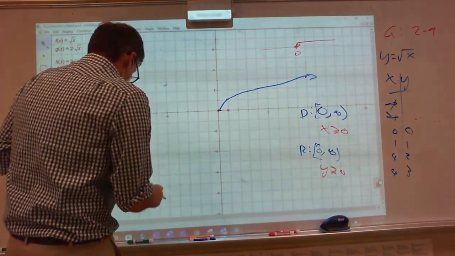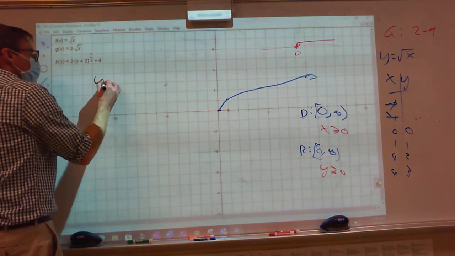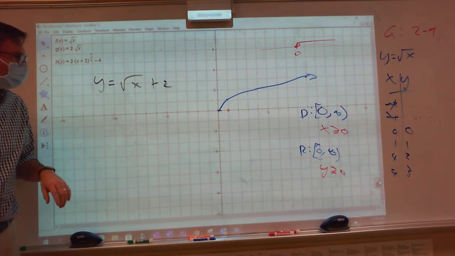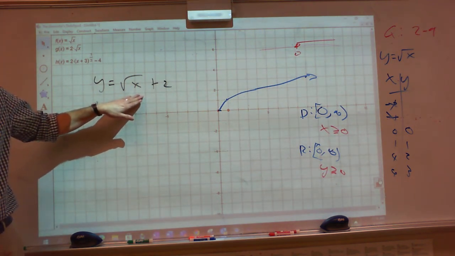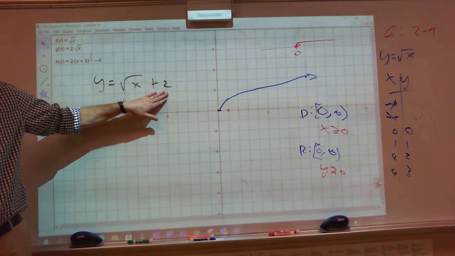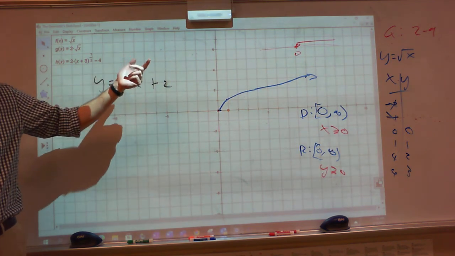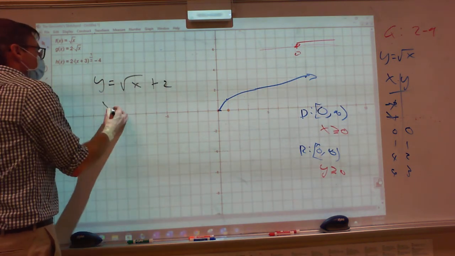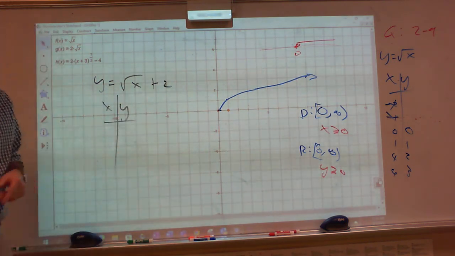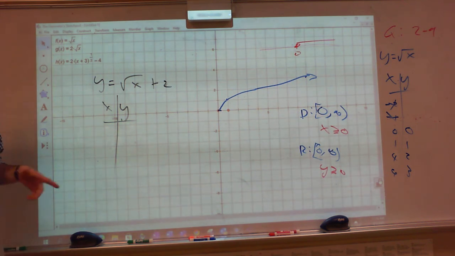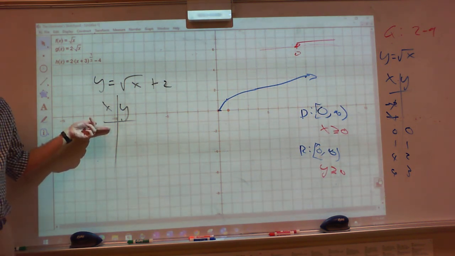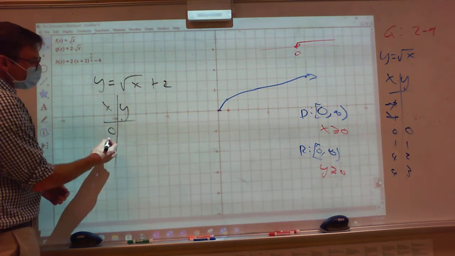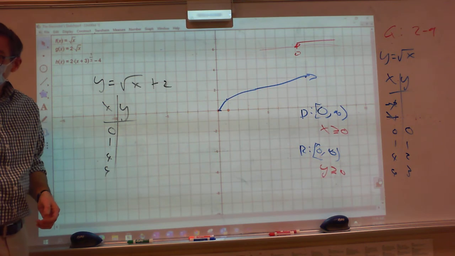Okay, so now let's go back to this. y is equal to the square root of x plus 2. What is that plus 2 going to do? Move it up 2. Well, you don't have to believe it. At this point, I'm going to do the xy chart. Now let's talk about what values of x I'm going to pick. What do you think my first value of x is going to be? 0. Remember, for xy charts, you pick something that makes your life easy. So 0, 1, 4, and 9.